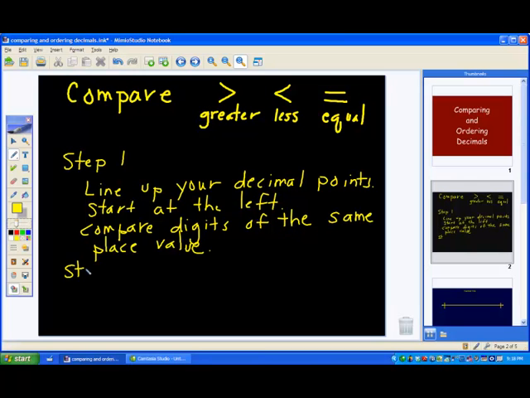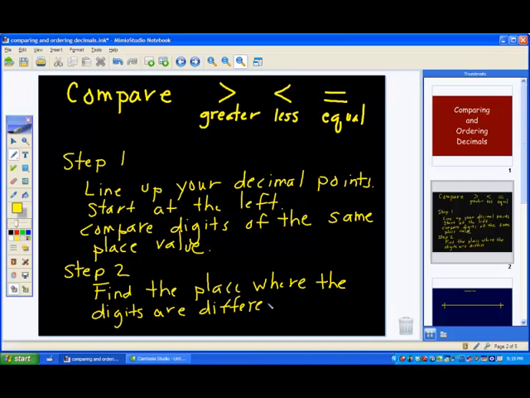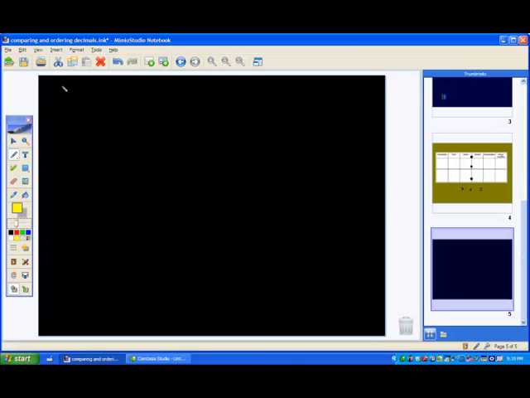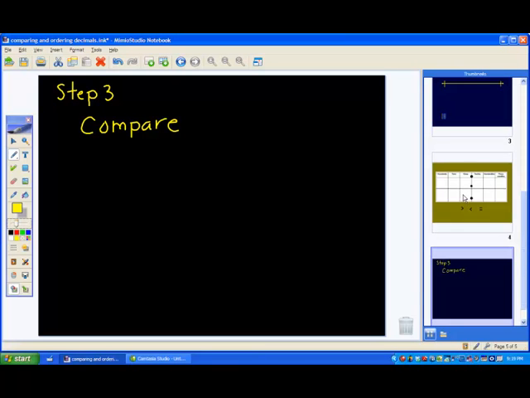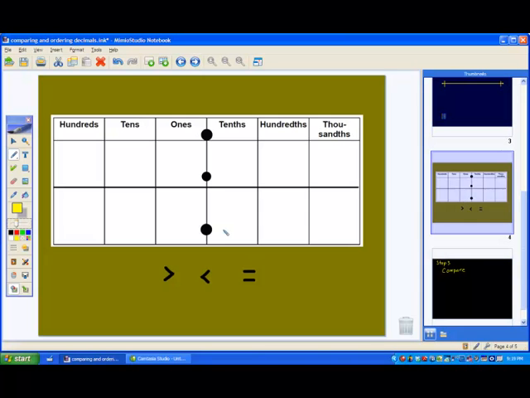Step 2 would be to find the place where the digits are different. And then step 3 will be to actually do the comparing. Okay? So we're going to take some numbers that have decimals in them and do some comparison based on the steps that we just talked about. So let's go. Alright, so I'm going to use a place value chart. Place value charts are pretty helpful in this situation.